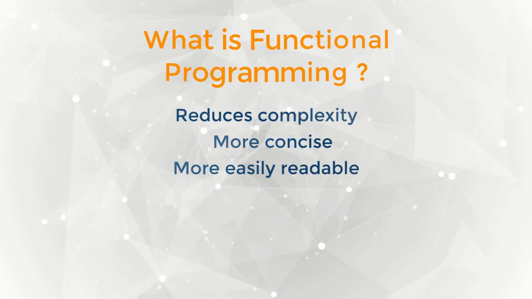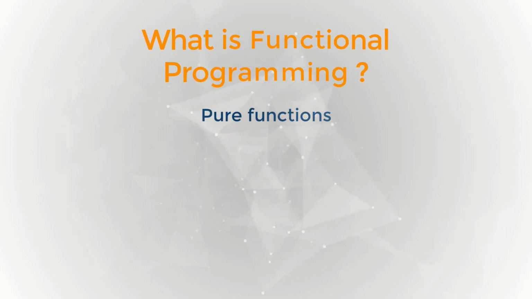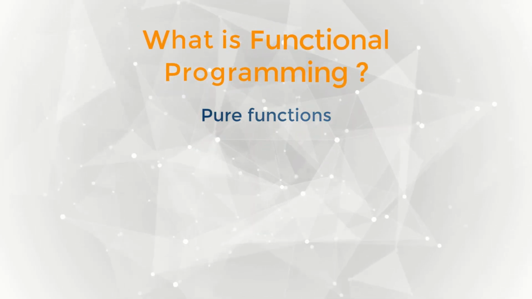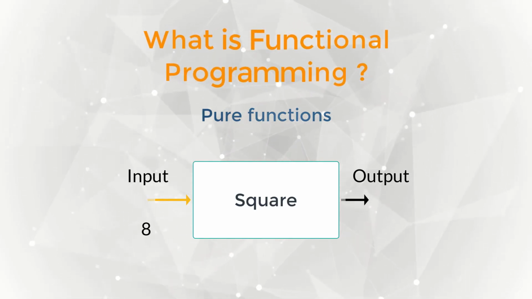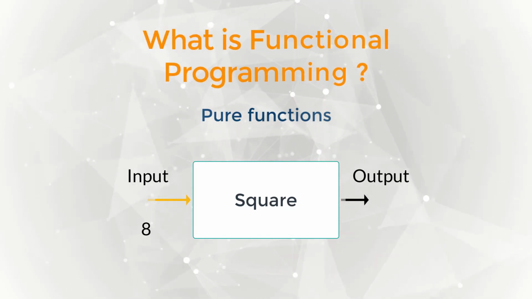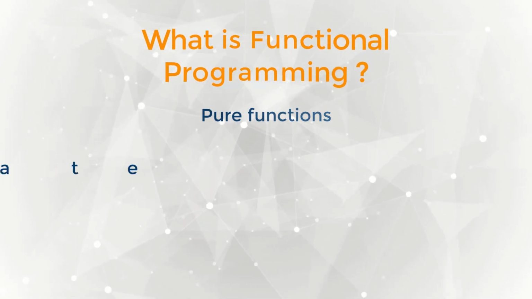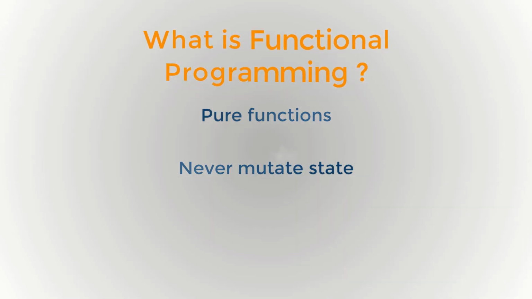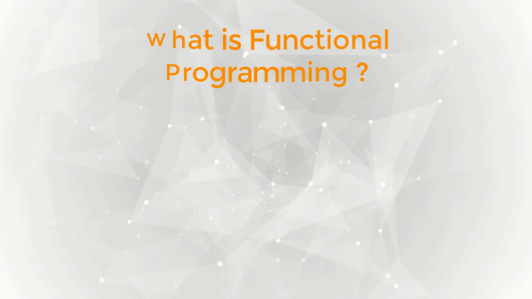Functional programming revolves around the idea of pure functions. A pure function should always return the same output with the same given input. If I provide a function with the input of an integer value of 8 and that function squares it, it should always return 64. A pure function should also never mutate state outside of its local scope. If you call a function and you don't have to use its return value because it mutates a state variable outside of it, then it is not pure.